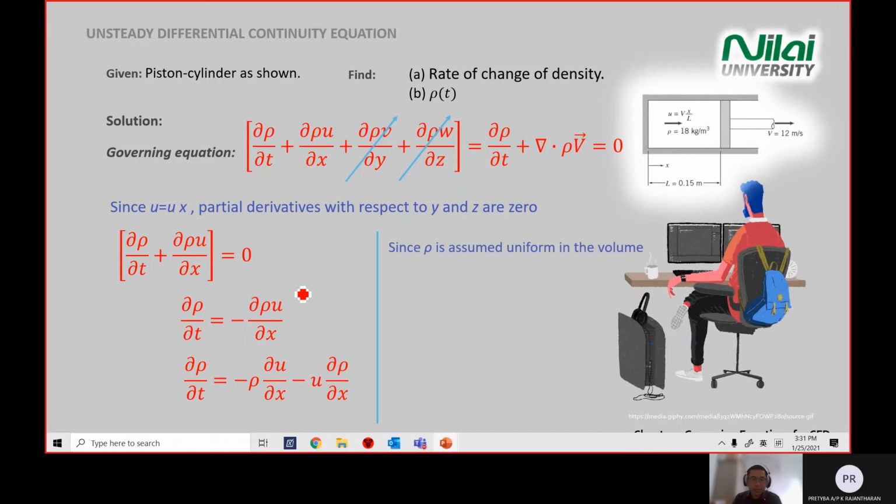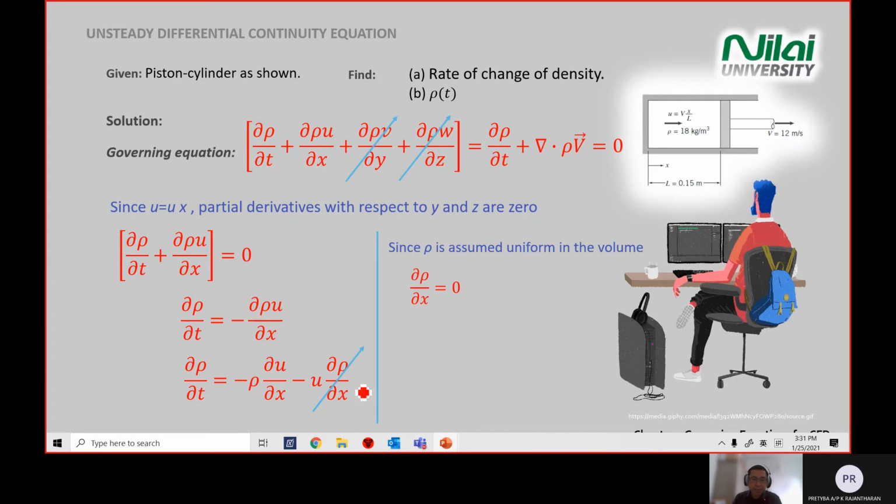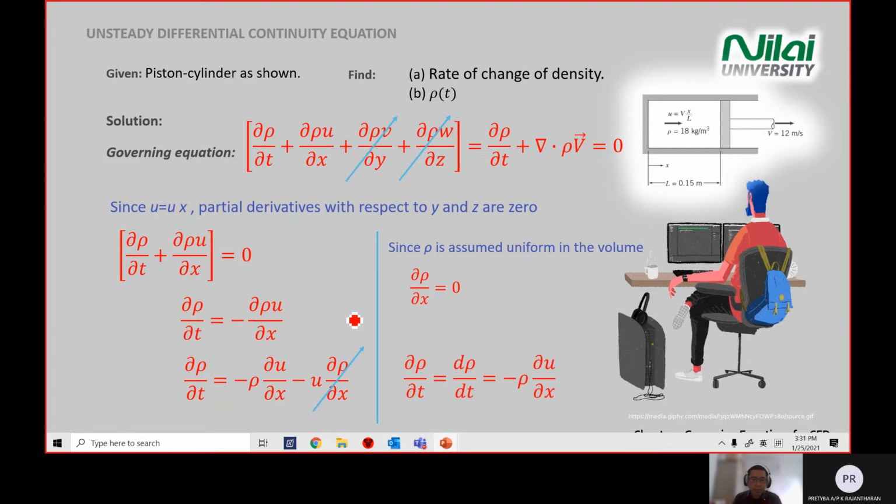Then we continue with the calculation. Because we are having an incompressible scenario, our rho is assumed to be uniform in the volume. So the partial differential of our density, del rho over del x, will be 0. So we can cancel out the second term on the right in the equation. Our equation is left with del rho over del t.